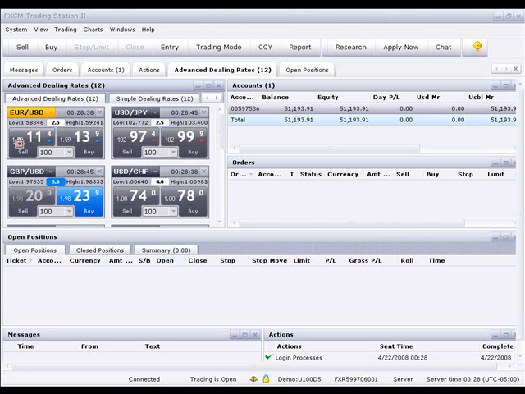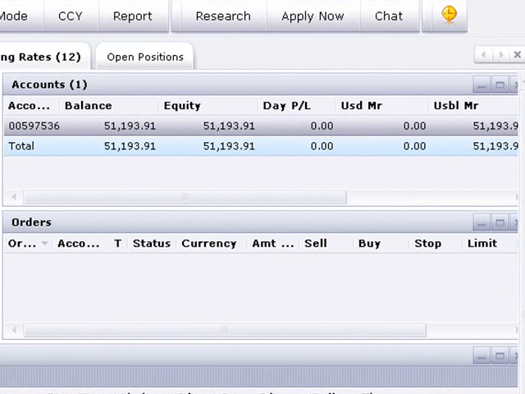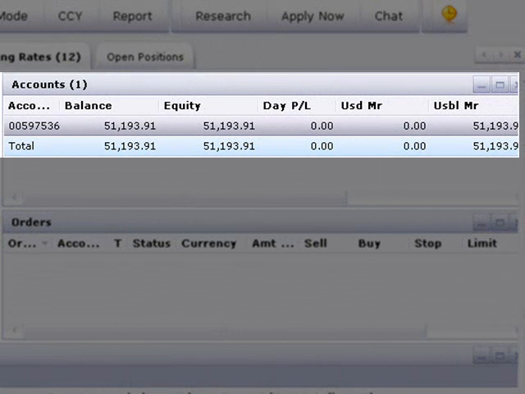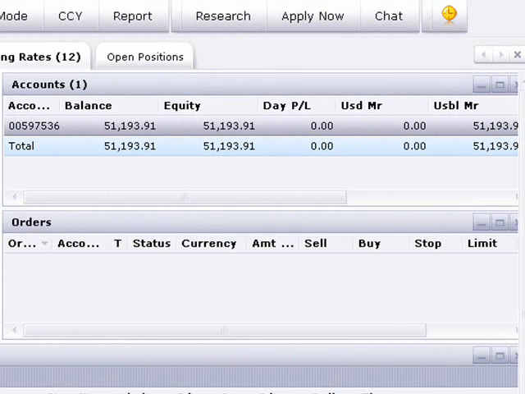Once logged into the platform, in the upper right-hand corner, you should see a window that says Accounts. In this window from right to left, you should see the following columns. The first column is the Accounts column. This lists your account number, and if you were trading multiple accounts, the other accounts you were trading would be listed here as well. The Balance column. This lists the amount of money in your account, not including any profit or loss on open positions. The Equity column. This lists the amount of money in your account, including any profit or loss on open positions.